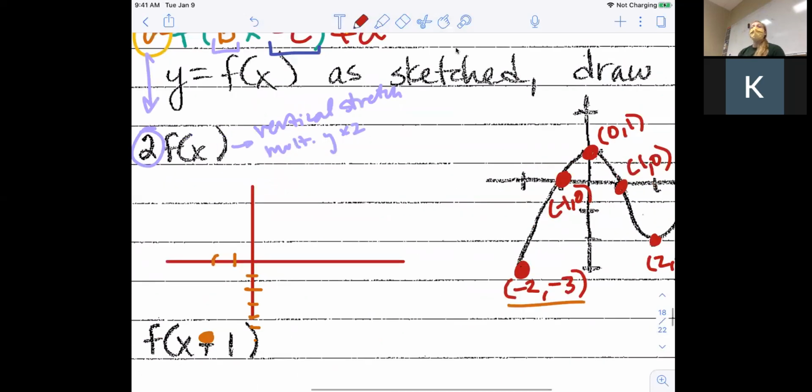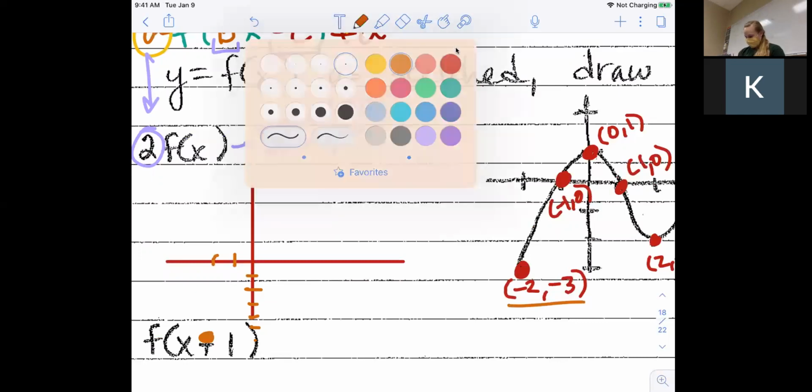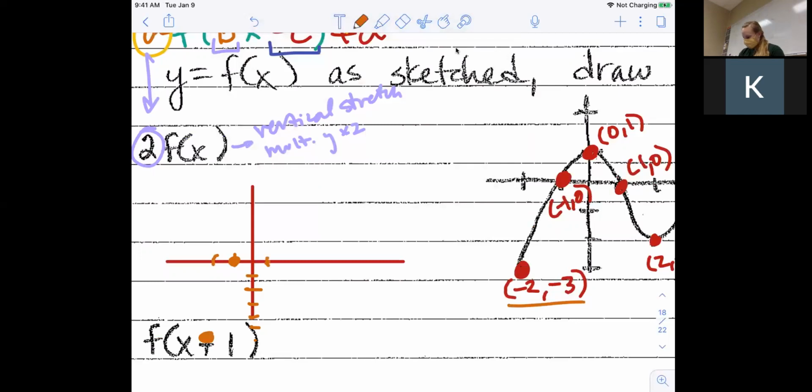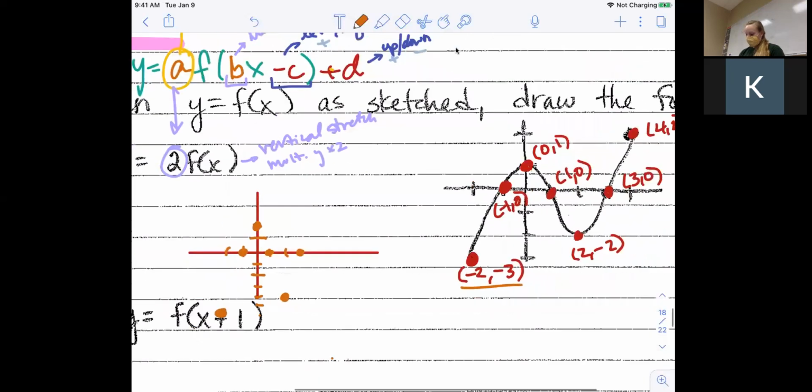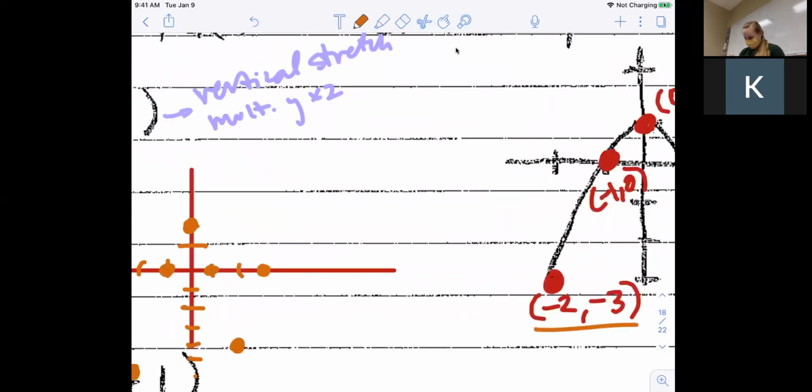All right, what about when I have -1, 0 and I multiply my y by 2? It's the same. So all of my 0 y's stay the same. They're all still on the axis. So I can keep that -1, 0 there, and that 1, 0 there, and that 3, 0 there. My 0, 1, I'm going to multiply that 1 by 2. So instead of being at 1, it's going to be up at 2. My 2, -2 goes down to -4. And then my 4, 2 goes up to 4. So 4, 4.